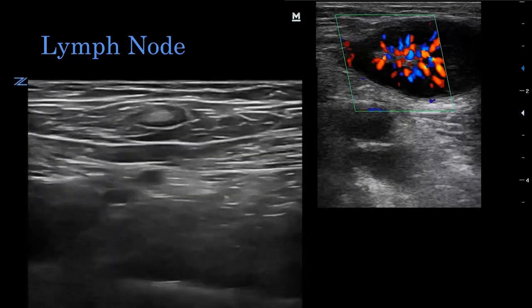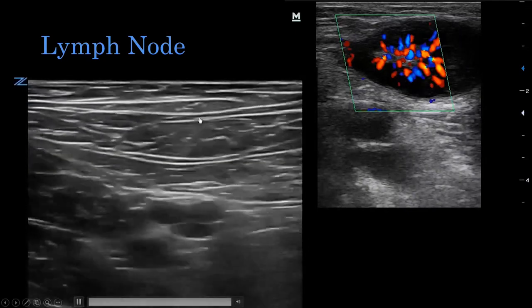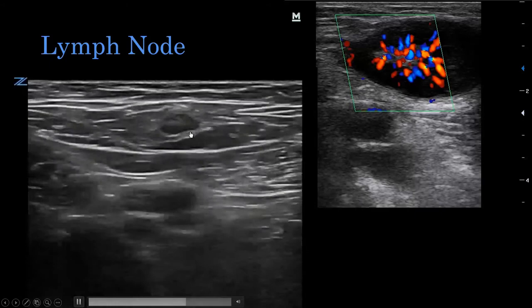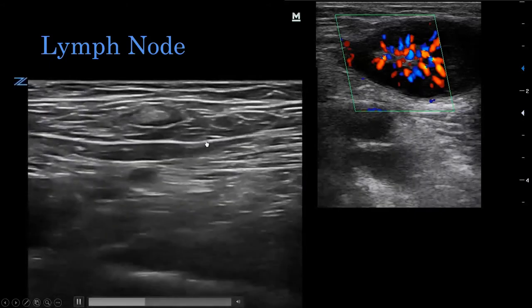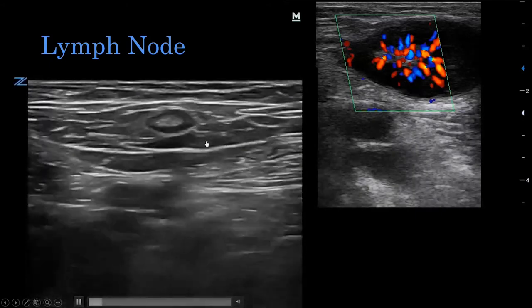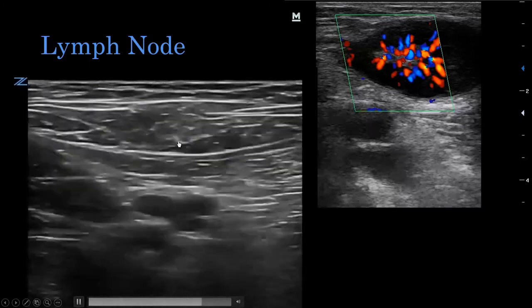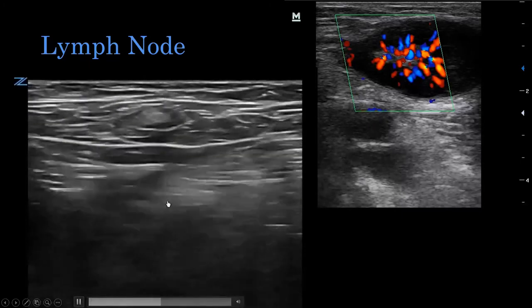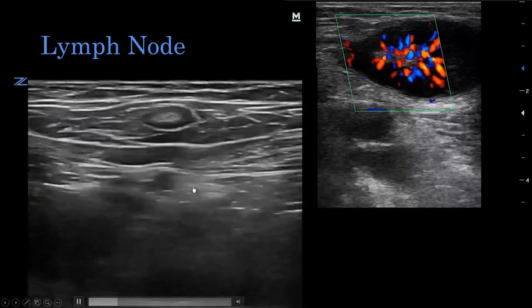This is a common false positive, so it kind of looks like there's a clot within a vessel, but you notice as you're fanning the probe back and forth that it's blind ending, meaning that the lymph node disappears. And you also notice that the vessels are deeper to the lymph node.